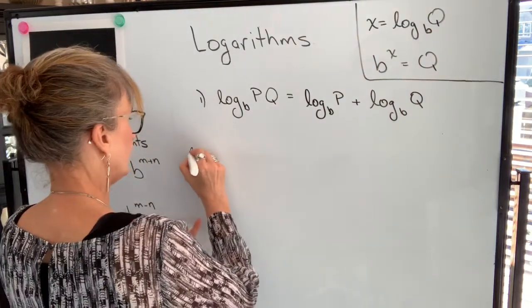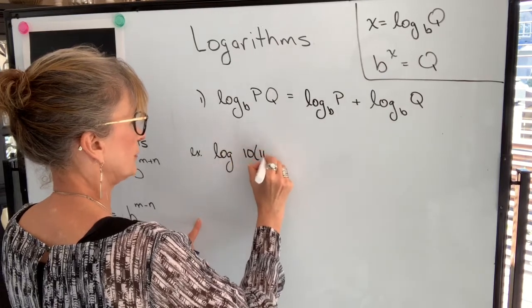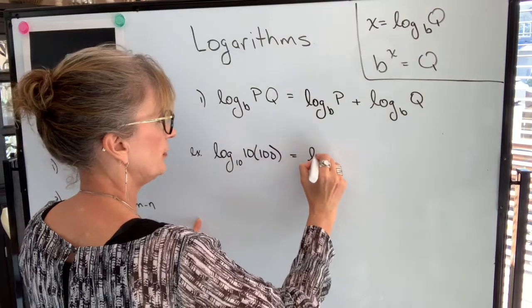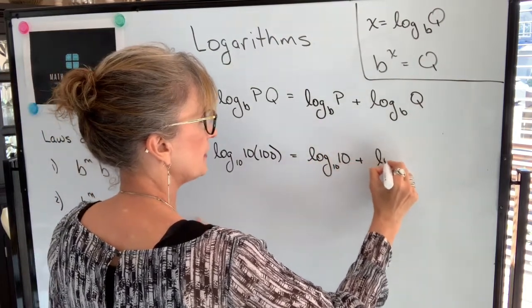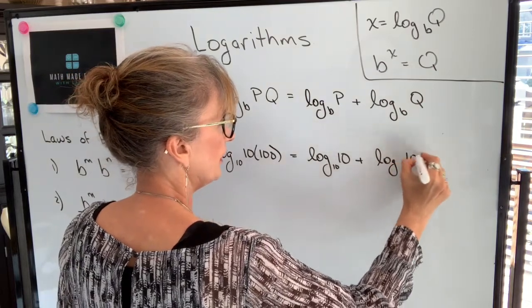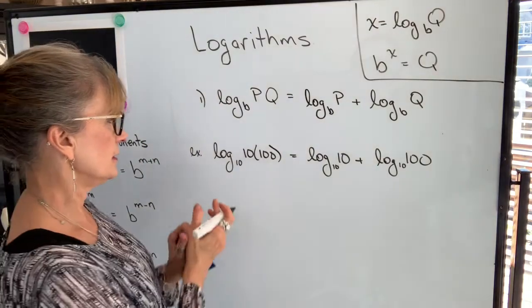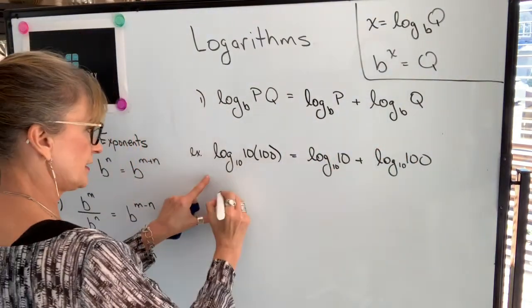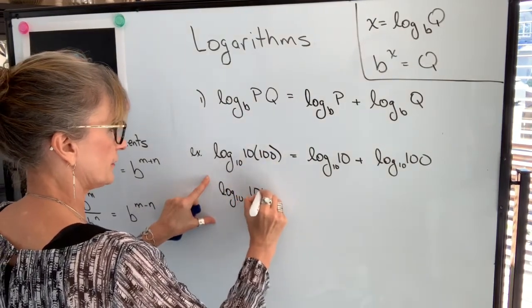So for example, if we had the log of 10 times 100 base 10, this property says that that would be equivalent to the log of 10 base 10 plus the log of 100 base 10. So understanding what logs mean, we should be able to calculate these values. I'm just going to simplify this first. 10 times 100 is 1,000.